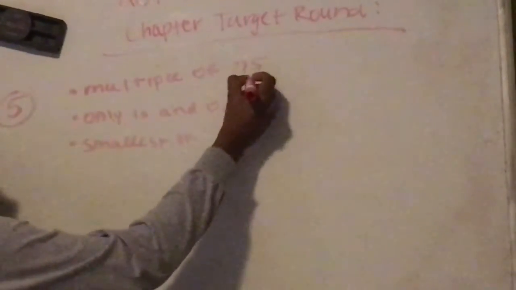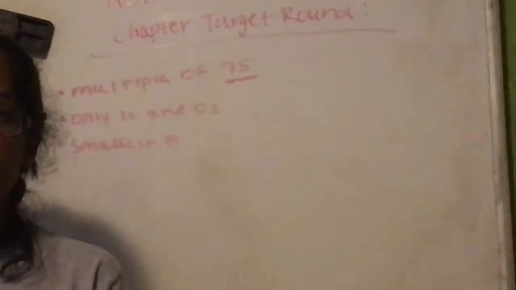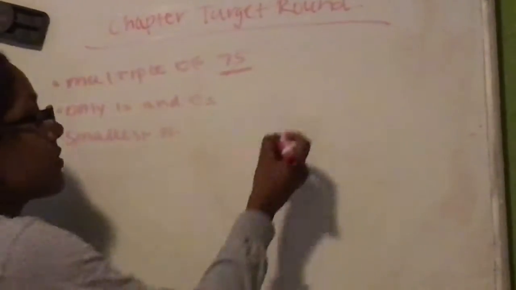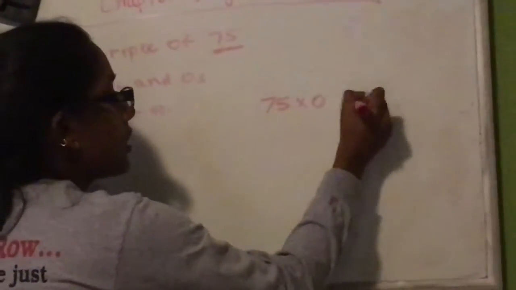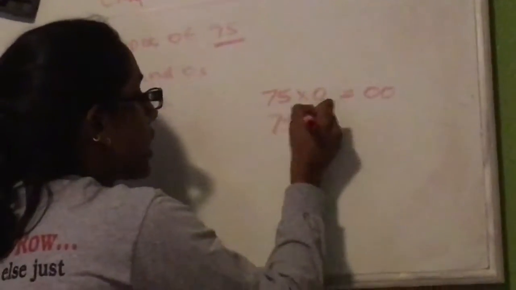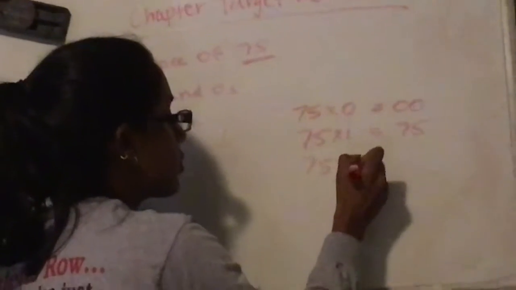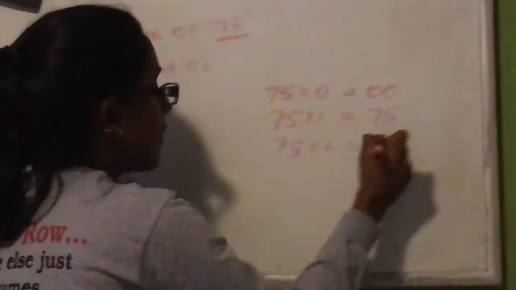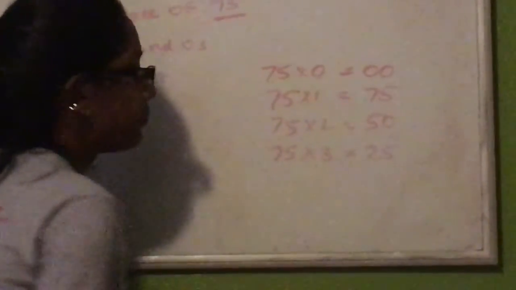So to find any multiple of 75 and to have ones and zeros, I'm first going to start by seeing the last two digits of 75. So 75 times 0 gives us last two digits of 0. 75 times 1 gives us 75. 75 times 2 gives us 50. 75 times 3 gives us 25.